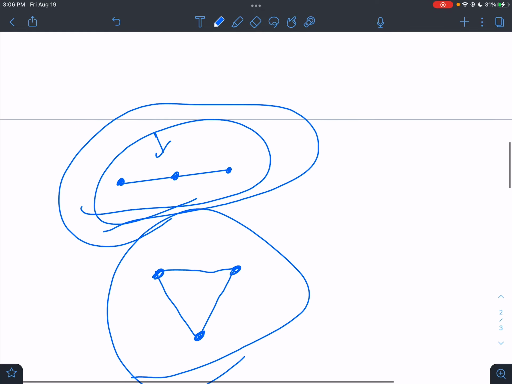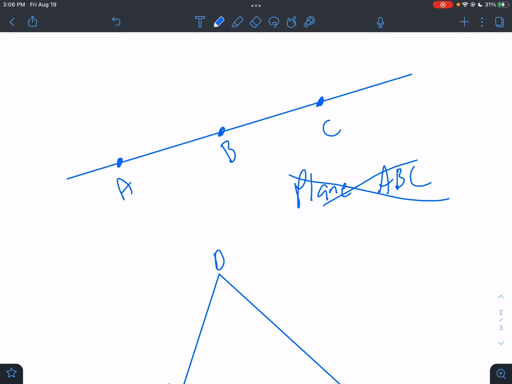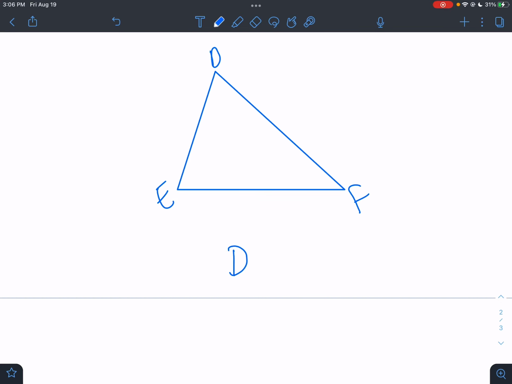A, B, and C are coplanar, but they do not determine a plane. If I said plane A, B, C, that doesn't mean anything. There's infinite choices. I can hit this line with infinite planes from infinite directions. I showed you that in the other program. But if I said plane D, E, F, there's only one plane that hits all 3 of those.